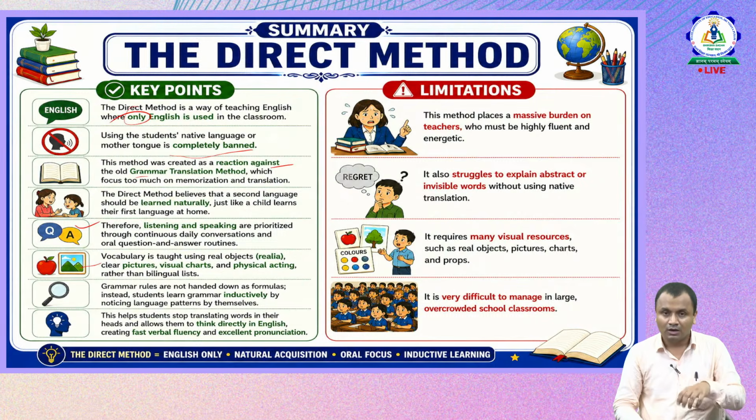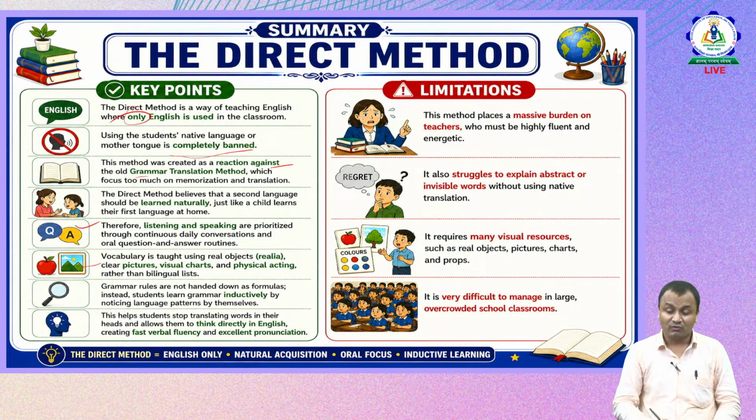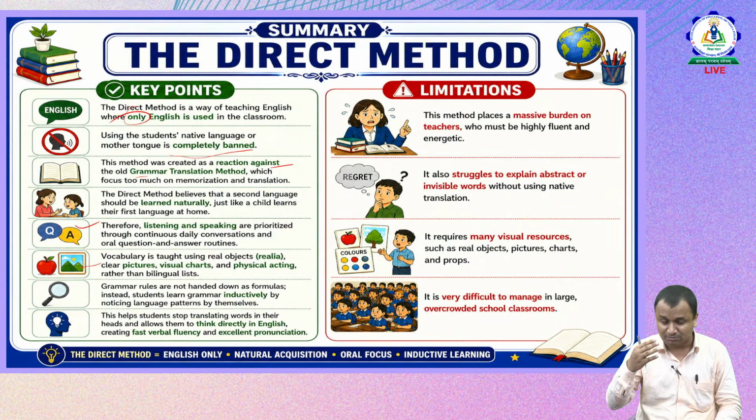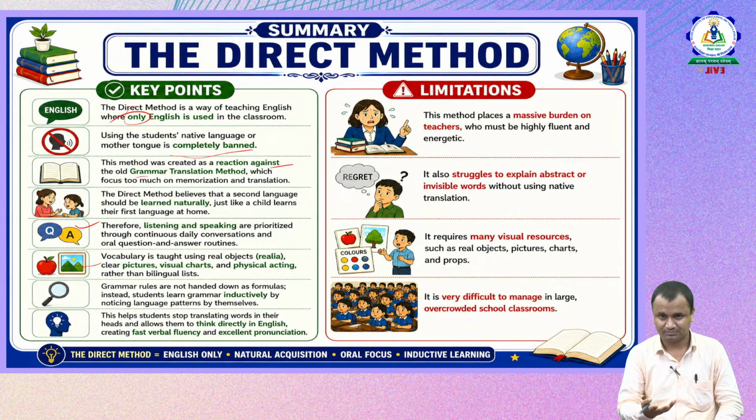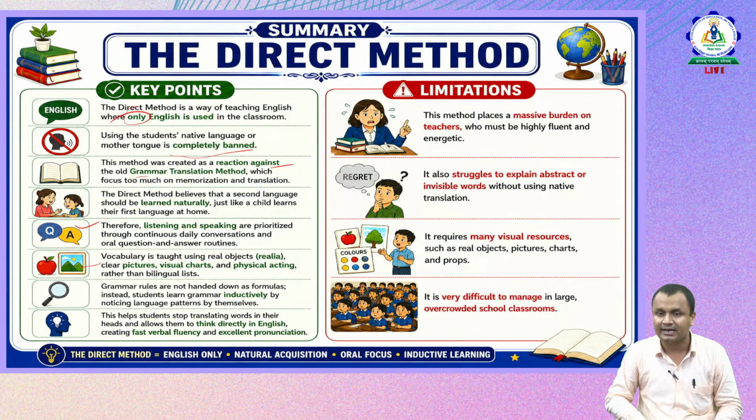Number two, if we have to transfer the meaning of any abstract concept, it becomes really difficult to teach through the direct method. When we cannot use the mother tongue to explain the meaning of the word, sometimes we face difficulty making the student able to understand or comprehend the meaning of abstract words. For example, when we say regret, how to explain the meaning of this particular word without using the mother tongue becomes a challenge. And then we require a lot of resources.